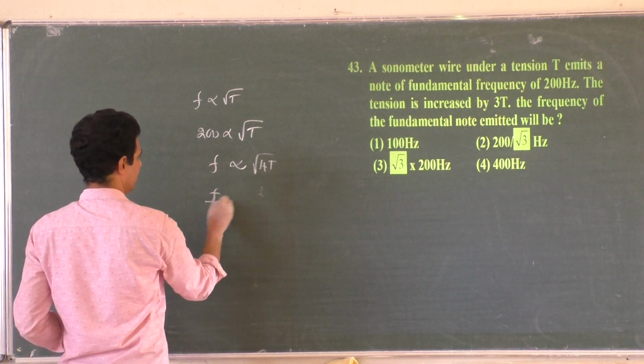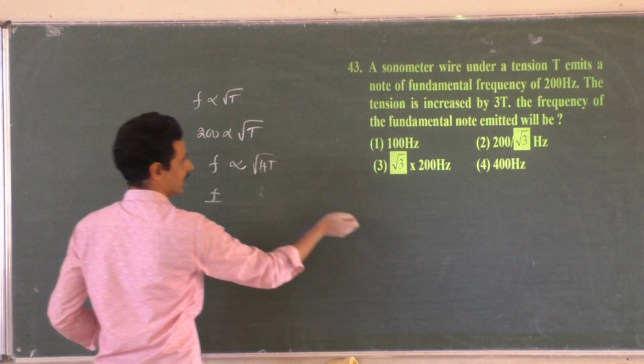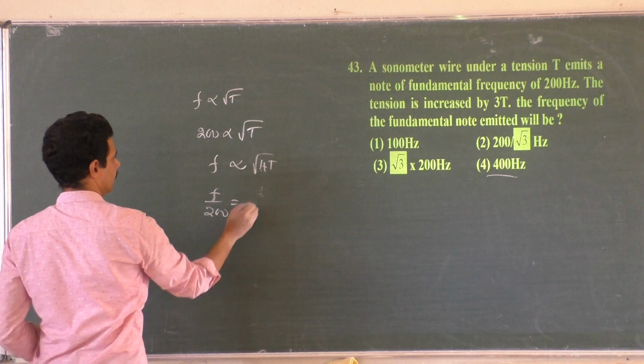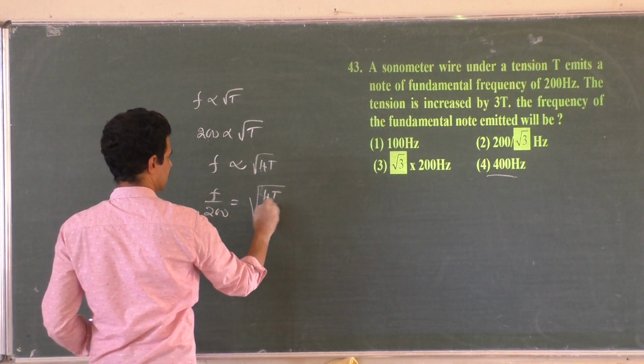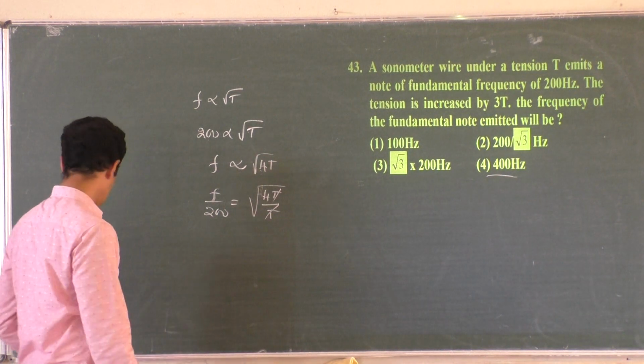Divide this. f by 200, of course, it is 4 times increased. Root of 4T by T. Root of 4 is 2. Cancel. 2 times 200, 400 Hz, right? Yes, this is the answer.